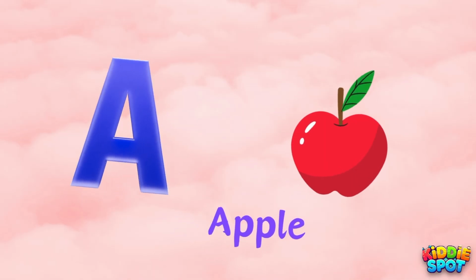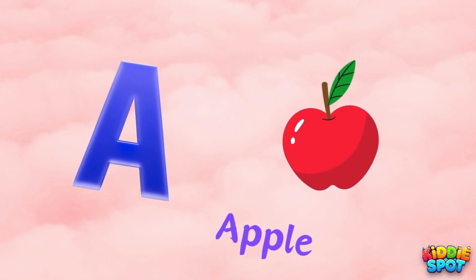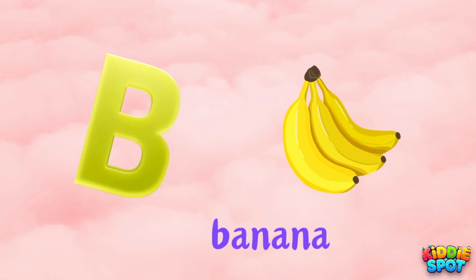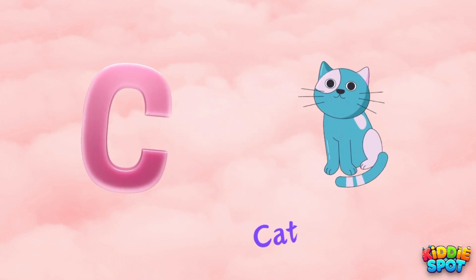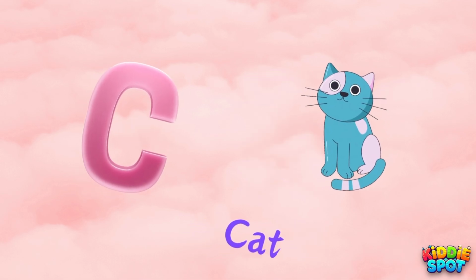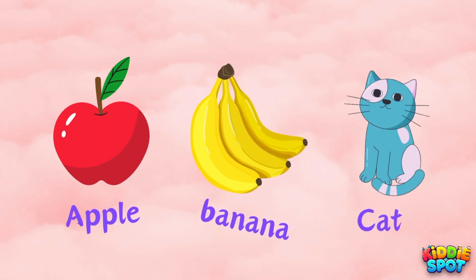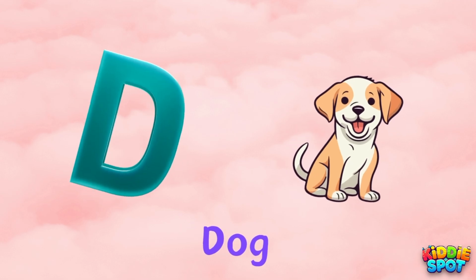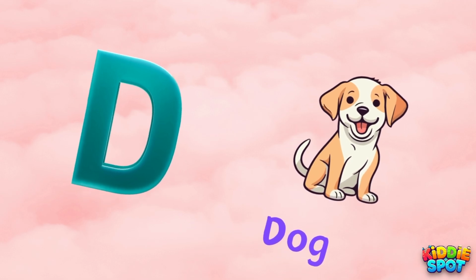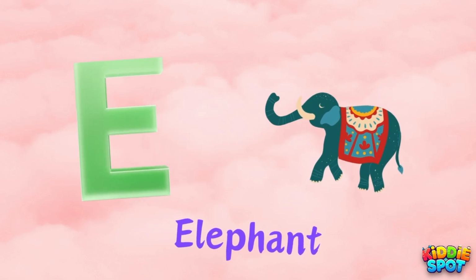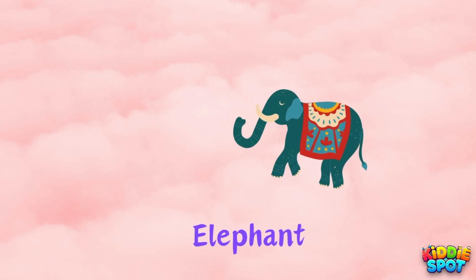A is for apple, A, apple. B is for banana, banana. C is for cat, C, cat. D is for dog, D, dog. E is for elephant, E, elephant.